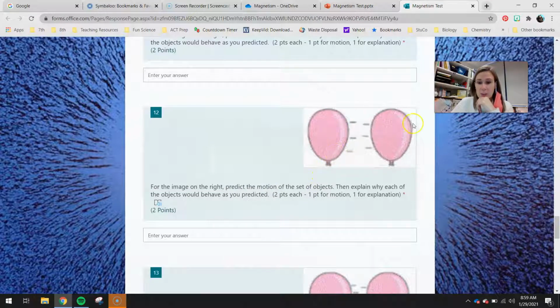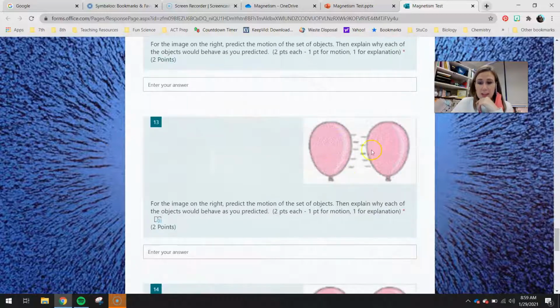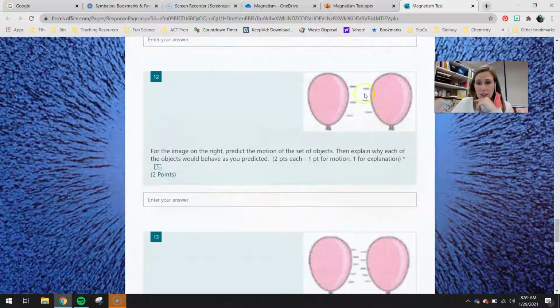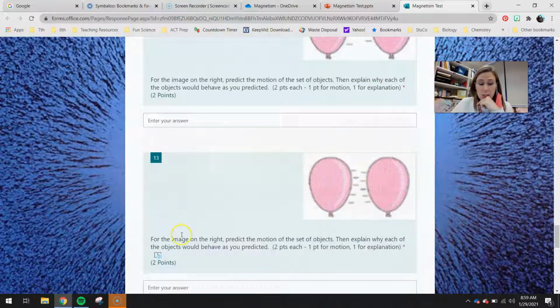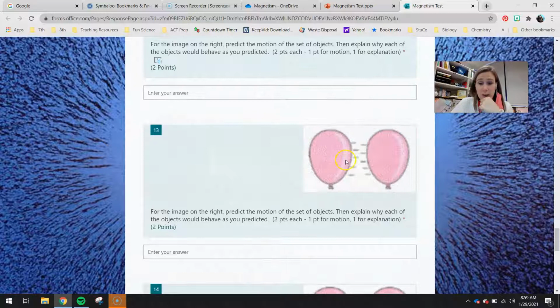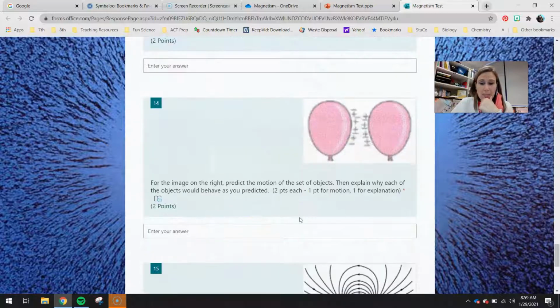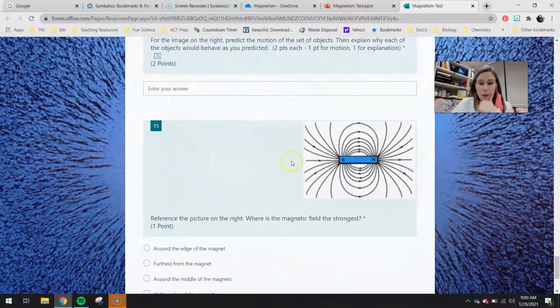This one you have 2 balloons. Notice their charges. What's it going to do? What are those 2 balloons going to do and why? This one's a little bit different. Notice you have a little bit more charges, so you should explain how that movement is going to be different than in this picture, and then again why. And then finally you have these charges between balloons. What do you think is going to happen and why?